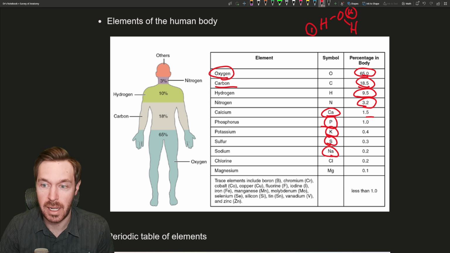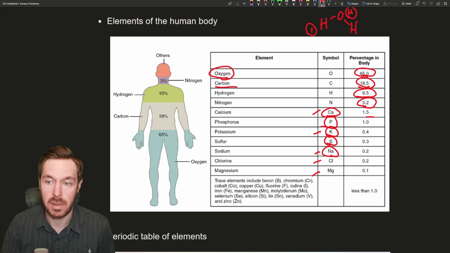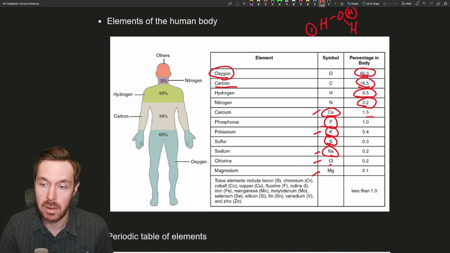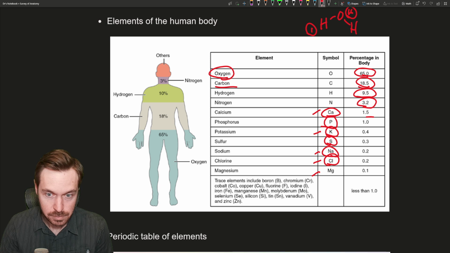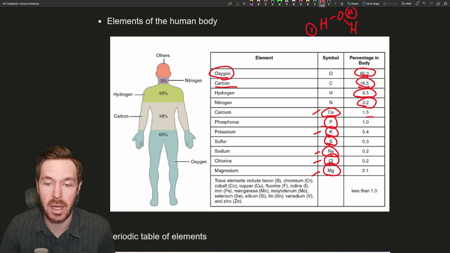So these are electrolytes, so like potassium, sodium, chloride ions, and magnesium here. These are important electrolytes in the body. And calcium is an ion. So those can form ions, and we'll talk about what ions are later. Chlorine also important in those processes. And then we have magnesium here, which is also an important cofactor in a lot of reactions.